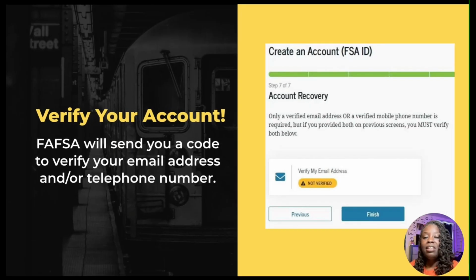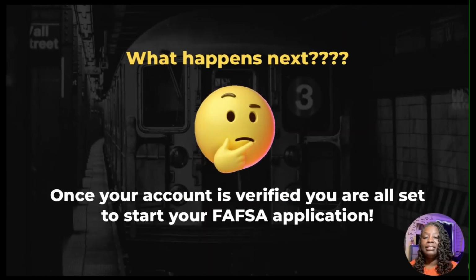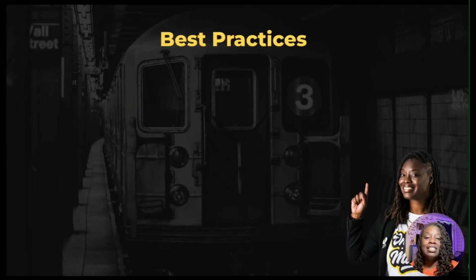And the last piece of the puzzle is to verify your account, okay? FAFSA is going to send you a code to verify your email address. If you put your telephone number as well, then they're going to send you a text message as well. Each time that you go into the FAFSA application, they will be using this verification process to make sure that it is you who is trying to access the application. So what happens next? Well, once your account is verified, you're going to be all set to start your FAFSA application.